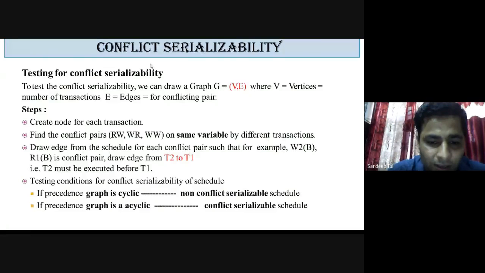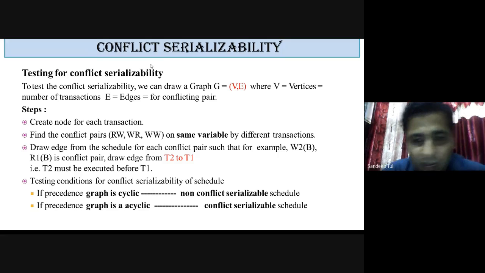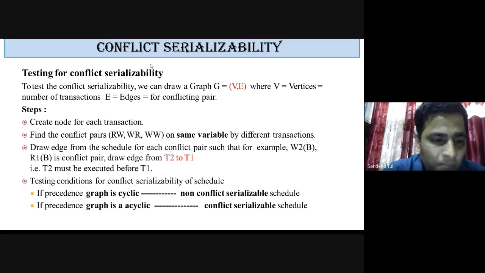Done. Now I am moving on to view serializability. Sorry, before that we also have a test of conflict serializability, which is again an important topic for identifying serializability. Testing is very easy actually. To test conflict serializability, we can draw a graph, that is a V and E graph. Everyone knows what a graph is: a combination of some vertices and edges. The steps, or the algorithm, are as follows.